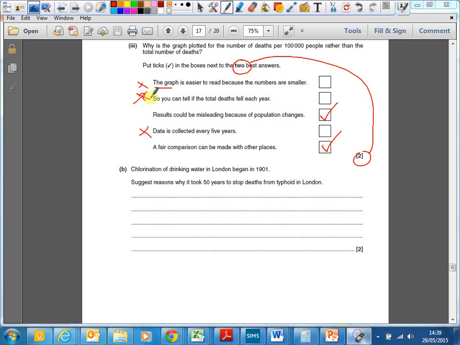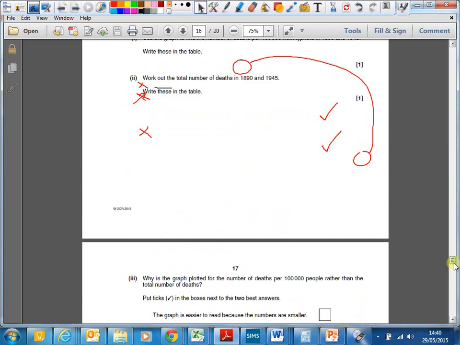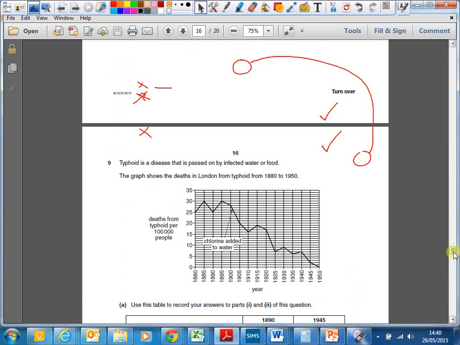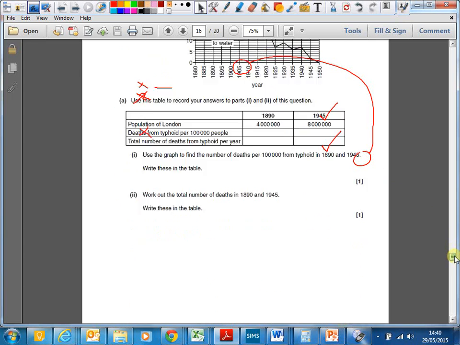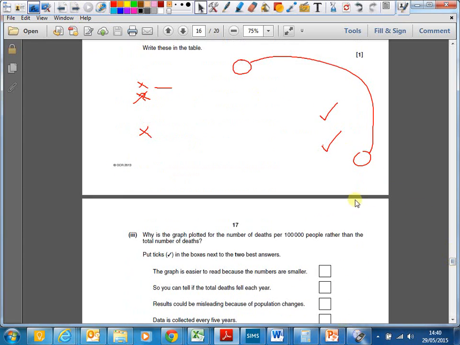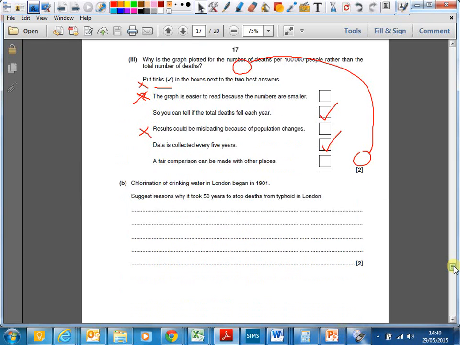Chlorination of drinking water in London began in 1901, suggests reasons why it took 50 years to stop deaths from typhoid in London. Well, what the question talks about right at the start is that it's spread by food and water. Water and food. Okay. Now what that means then is that chlorination of your water is only part of the story, isn't it?